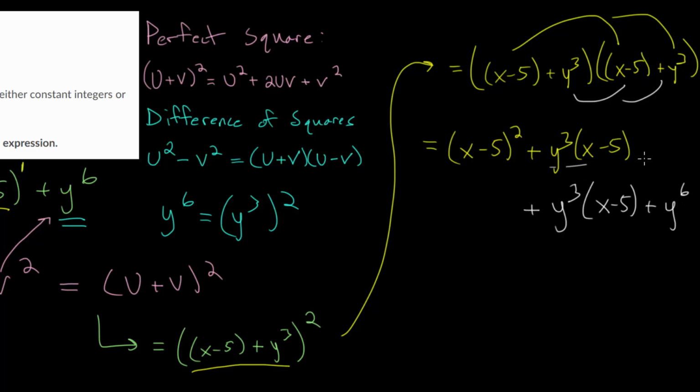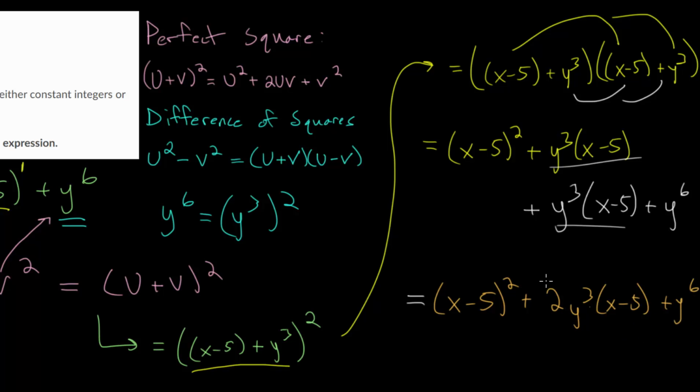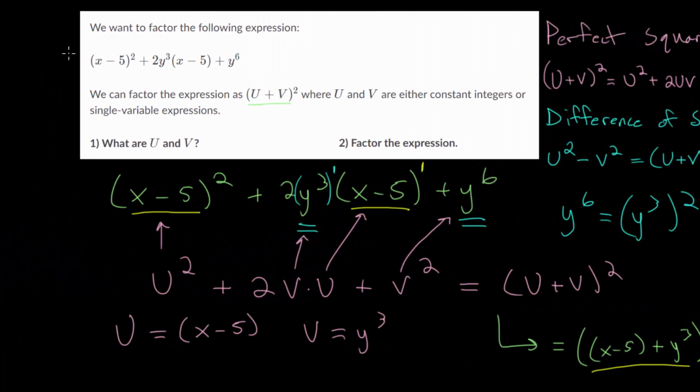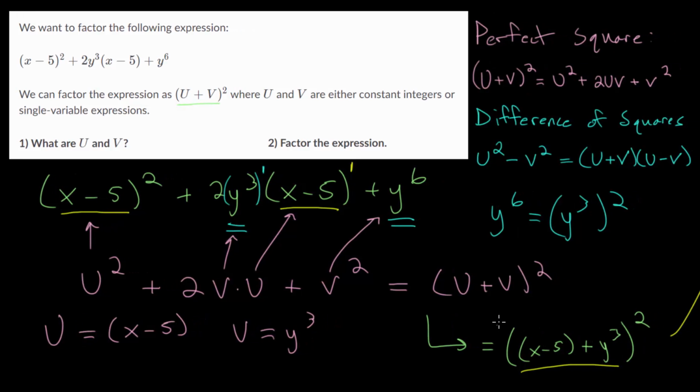Now notice we do have like terms. These are the same thing, so we can add them together. Or in other words, there's going to be two of them. So we end up with x minus 5 squared plus 2 times y to the third times x minus 5. And then we get plus y to the sixth. So you can see that we do get back what we started with. It's this same starting expression. So that means we can feel confident that this is the correct factorization of the given polynomial.